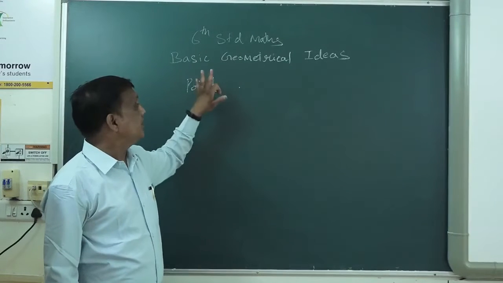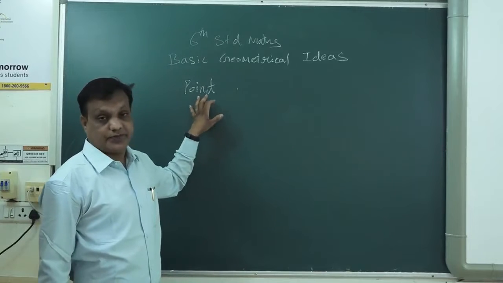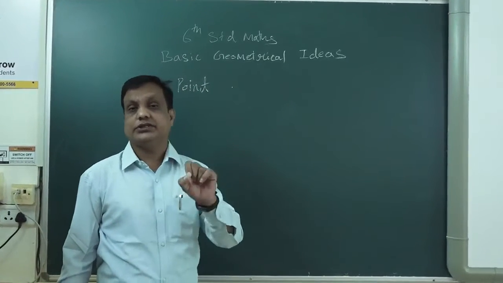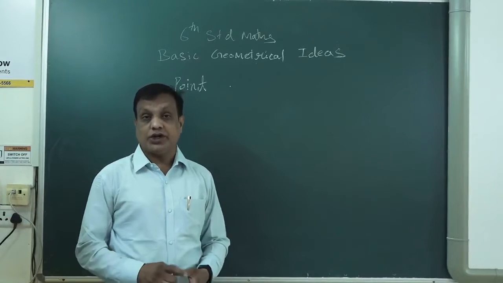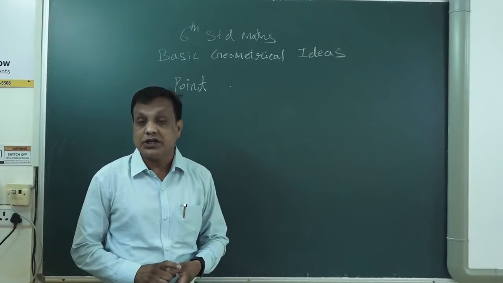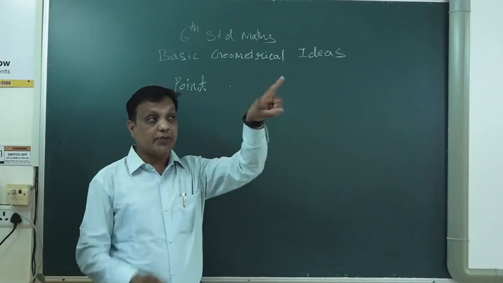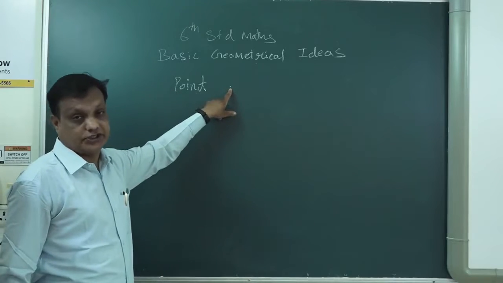The first basic geometrical idea is what? Point. Once again I am explaining, point means a small dot where you have to show. Suppose you want to show anything on a road, so what will you do? You will show your finger. So the fingertip is called a point. We are showing that. So the first one is about point.